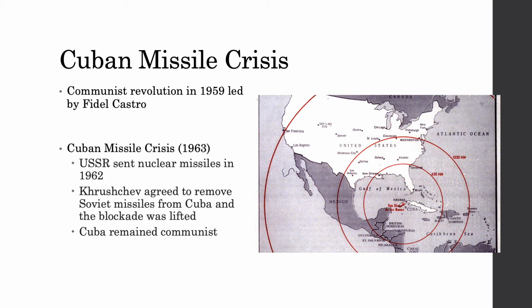Eventually, Khrushchev, the leader of the Soviet Union during that time, agreed to back off and remove the Soviet missiles from Cuba, and Cuba never got those missiles. But again, in the end, Cuba was still communist, and they stayed communist for a very long time. They're still communist today.